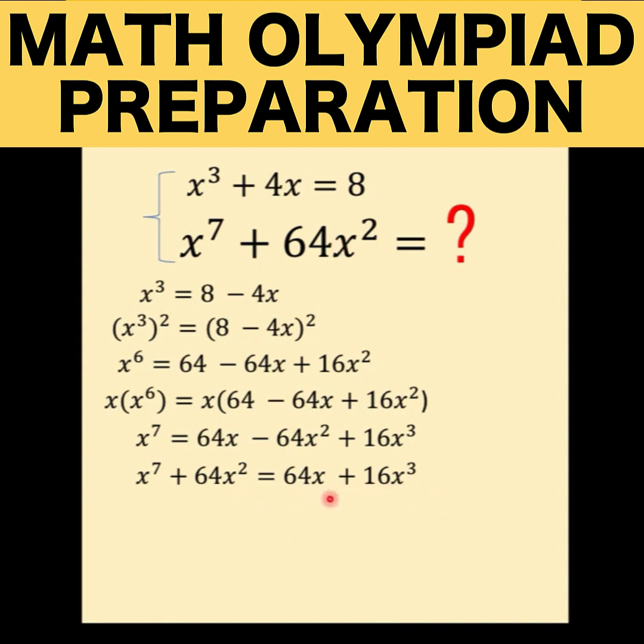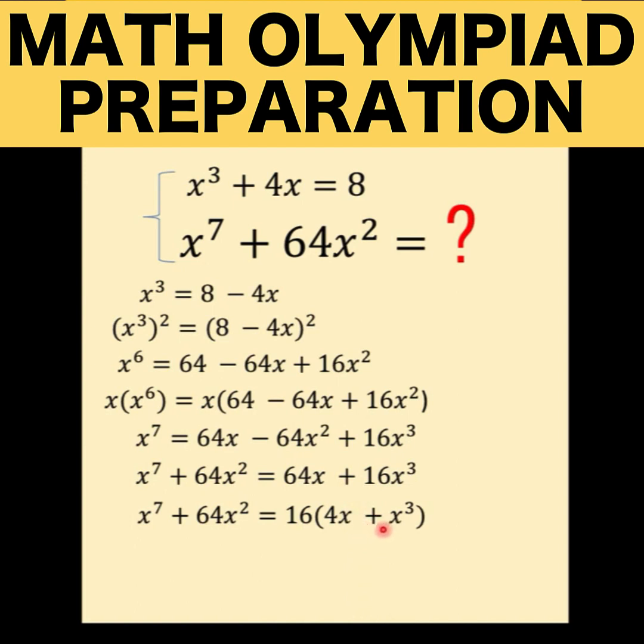Notice here that there is a common factor, 16, so we can factor out 16. We copy the left side, and factoring out 16, we have 16 times the quantity 4x plus x cubed. But what is the value of 4x plus x cubed? Going back to our original equation, we know that x cubed plus 4x equals 8. And 4x plus x cubed is the same as x cubed plus 4x by the commutative property of addition.